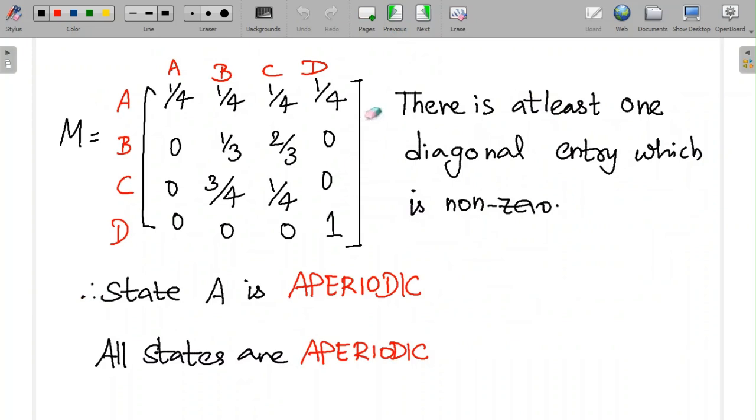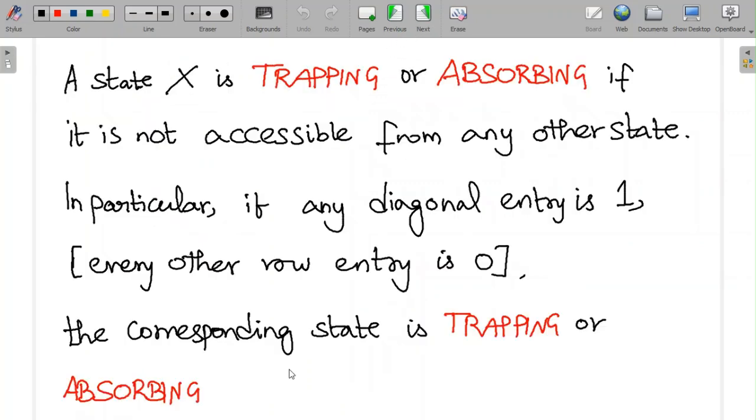And there is another easy way to understand this. Whenever there is a diagonal entry which is non-zero, the corresponding state will definitely be aperiodic. So we have 1 comma 1 to be 1 by 4. Second row and second column is 1 by 3. Third row, third column is 1 by 4. The fourth row, fourth column is also non-zero. Hence, each of these four states is not periodic, they are aperiodic.